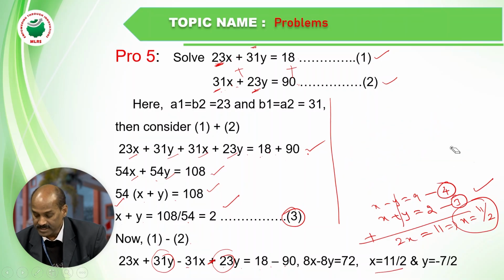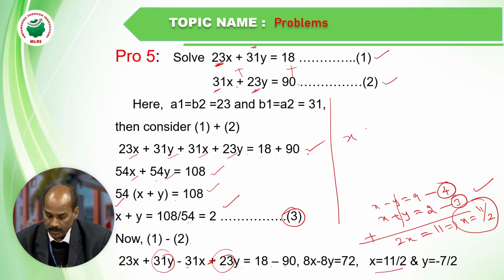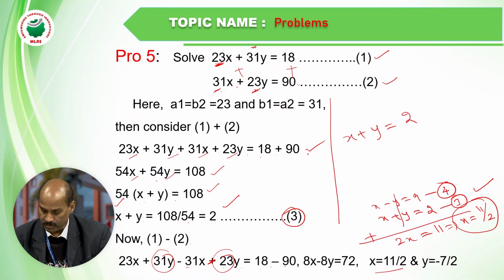Okay. Now x is 11 by 2. Therefore, now you take any one equation, third equation or fourth equation. I will take the third equation, x plus y equals 2, because this is simpler than the fourth equation, that's why I have taken it. What is the x value here? 11 by 2. Substituting, we have to determine the y value.